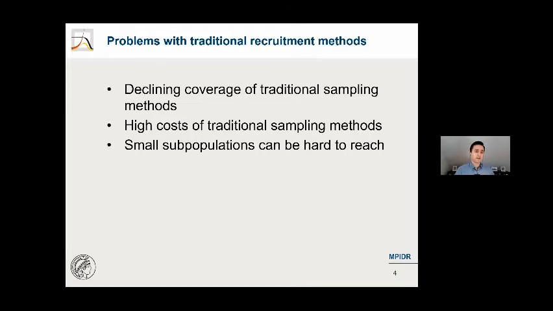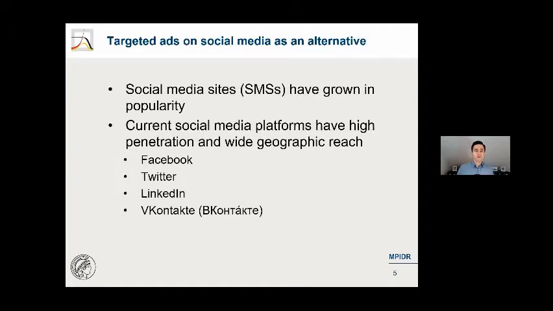And this can make it very difficult and very expensive to sample, for example, migrants or queer individuals who have certain sexual identities or gender identities that are not easy to recognize or infer from traditional population registers. Now, in light of all these challenges, researchers increasingly advocate the use of social media sites to recruit participants for survey research, and in particular, the targeted advertising facilities that those media sites often offer.